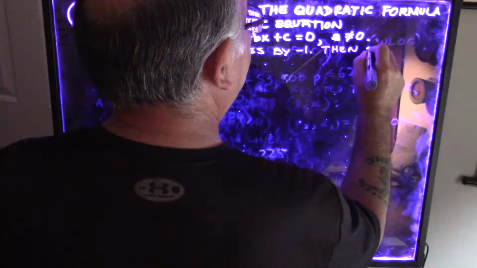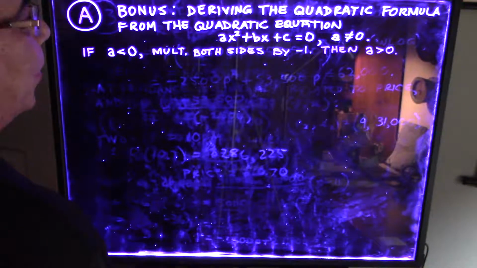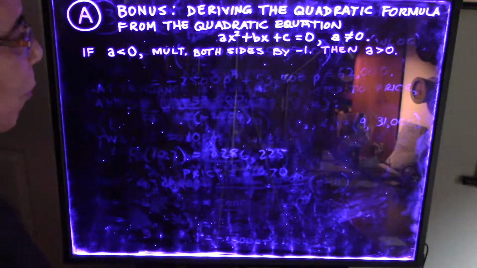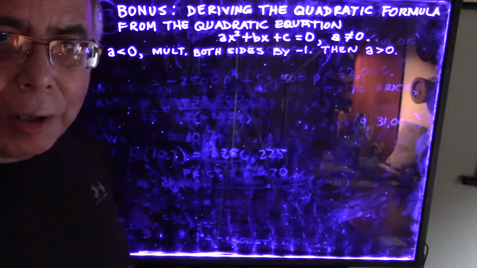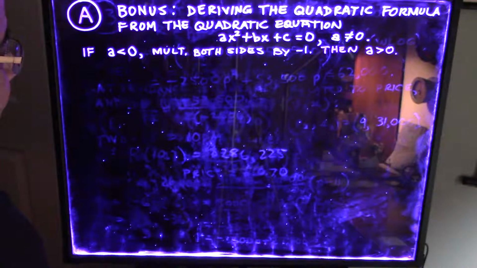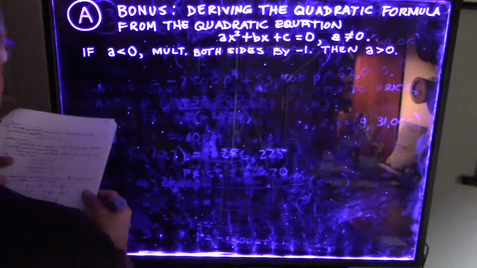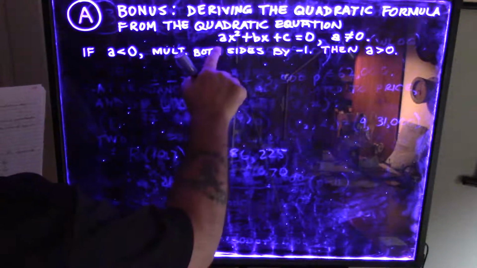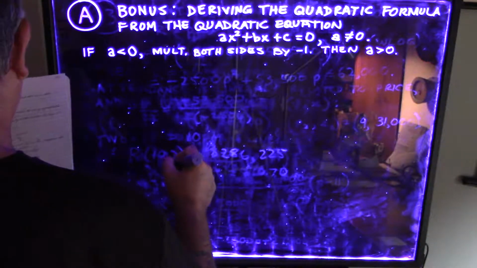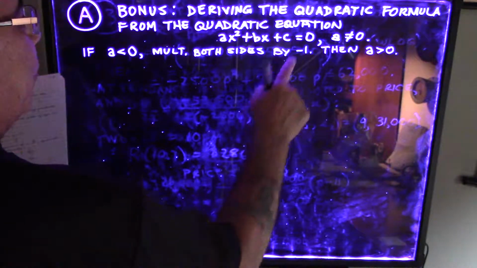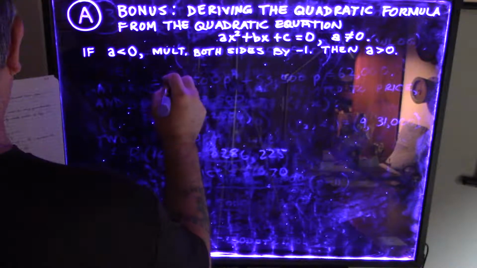Now, you don't really have to do this step. You can derive the quadratic formula without doing that step, but it makes what I'm going to write a lot easier to follow. Alright, so it's a good idea for this little lesson. Okay, so let's do that. If a is less than 0, if it's negative, then multiply both sides by -1. Okay, so the right hand side will still be 0. -1 times 0 is still 0. So let's just assume that a is now greater than 0.